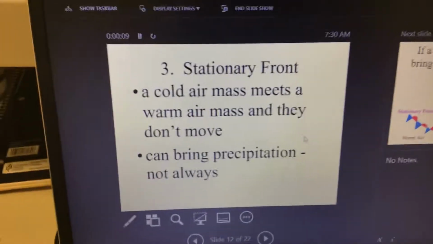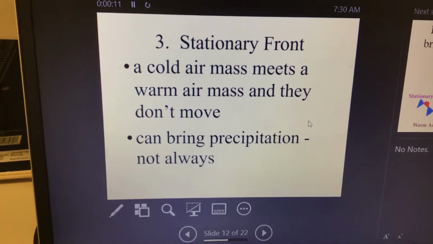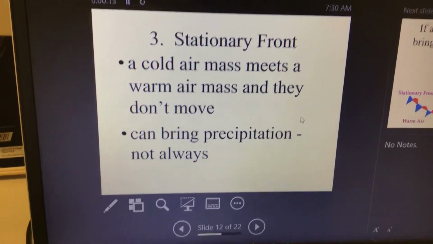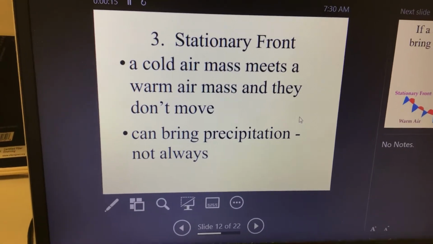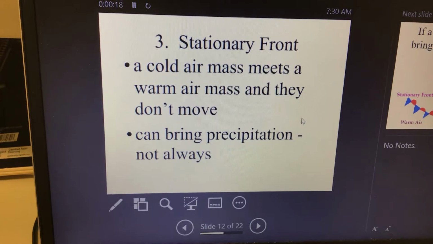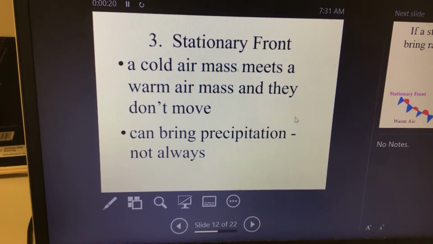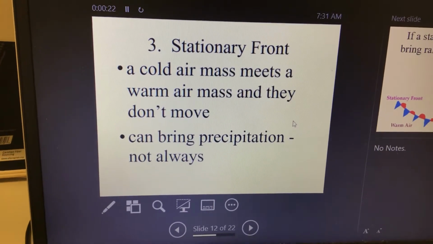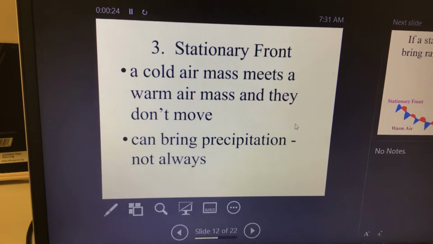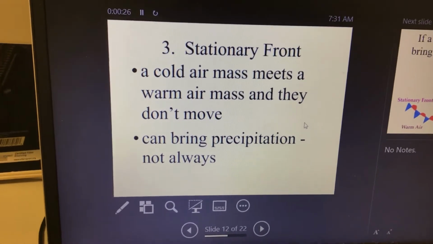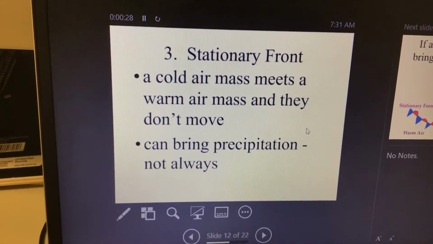I know it's been a while, but we're going to continue on talking about the fronts. We had warm and cold front. Two air masses collide, and the one that does the pushing is the one we call it. So a warm and a cold collide, and the warm pushes, we have a warm front. A warm and cold collide, and the cold pushes, we have a cold front.